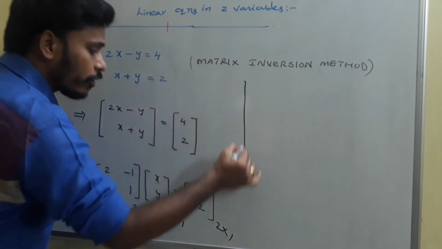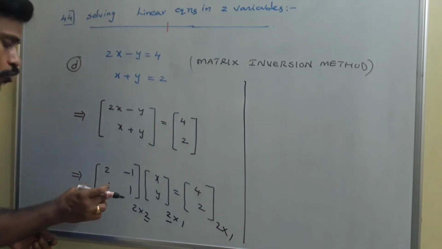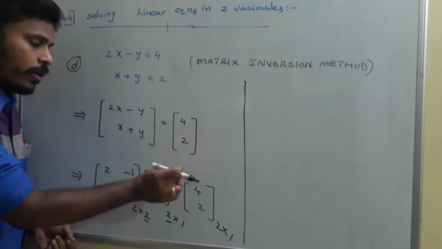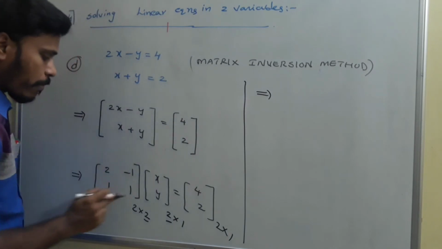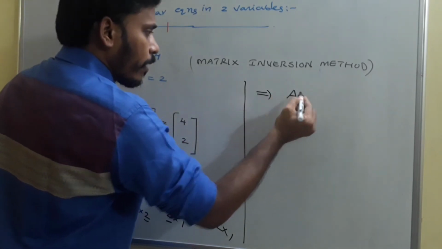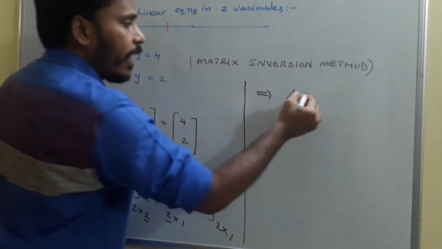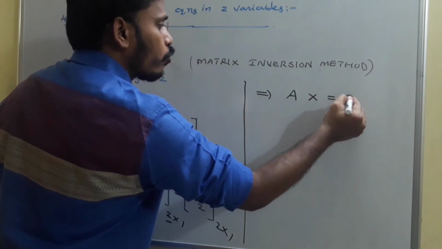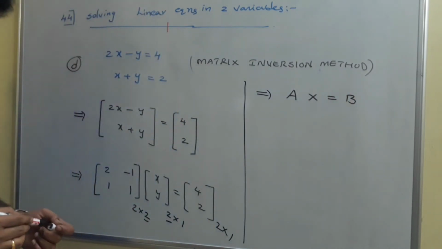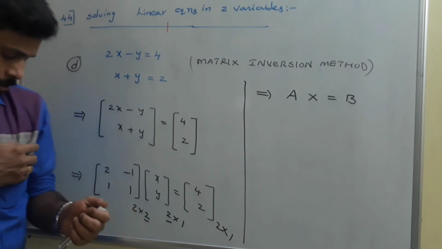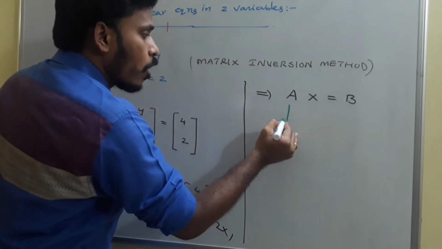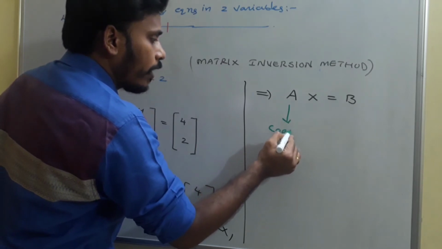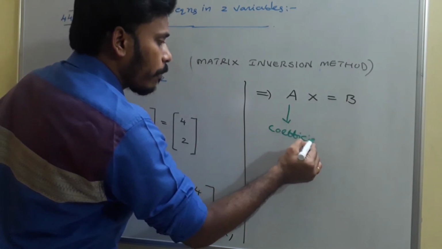And now you just look there. See, 2 minus 1 1 1 times xy is equal to 4 2, and we usually represent the first matrix as A and the second matrix as X, and that is equal to B, okay? And there are some special names for this, right? Here this A is usually called the coefficient matrix. We call it what? Coefficient matrix.